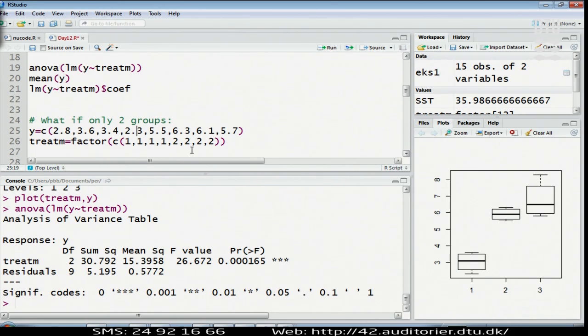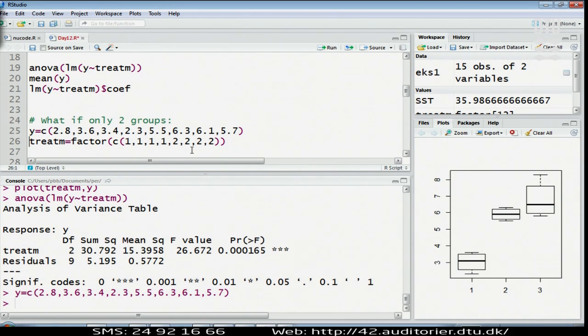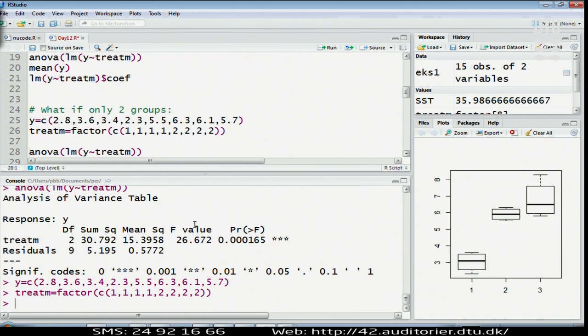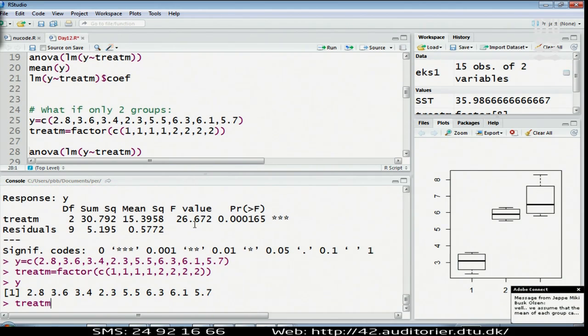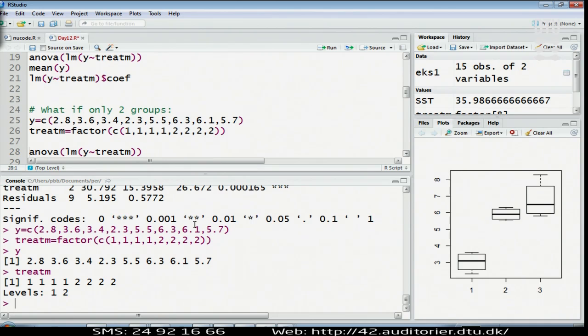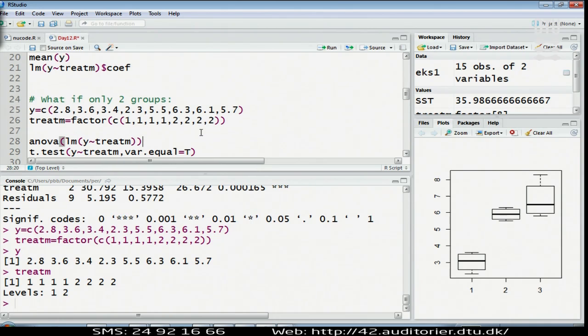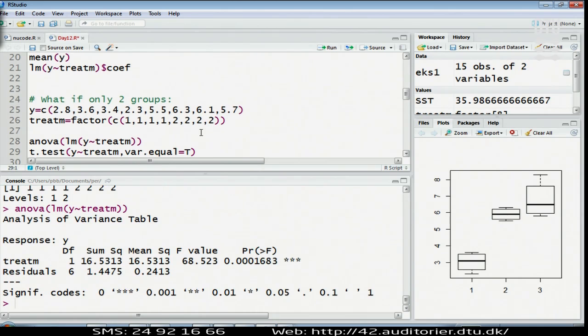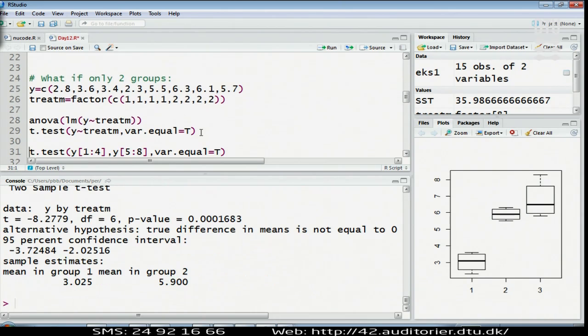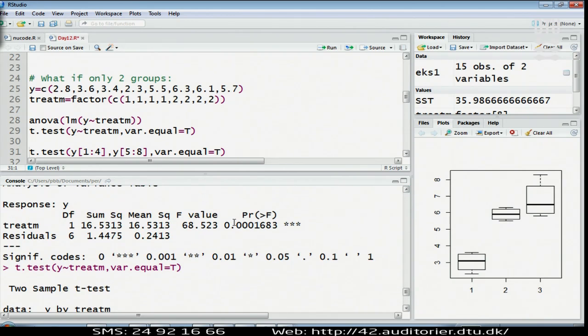Here is just to show you, what if I only used 2 of the groups? Look. That is group 1 and 2. I could also use Anova on that one. I could also use a t-test on that one. And look at this. The p-value for the t-test, 0.0001683. The p-value for the F-test in the Anova, 0.0001683, exactly the same thing.